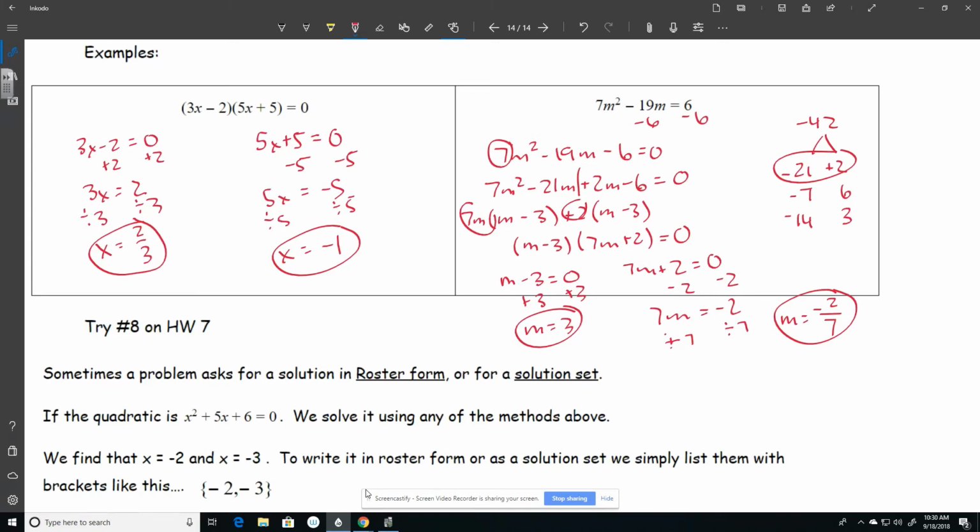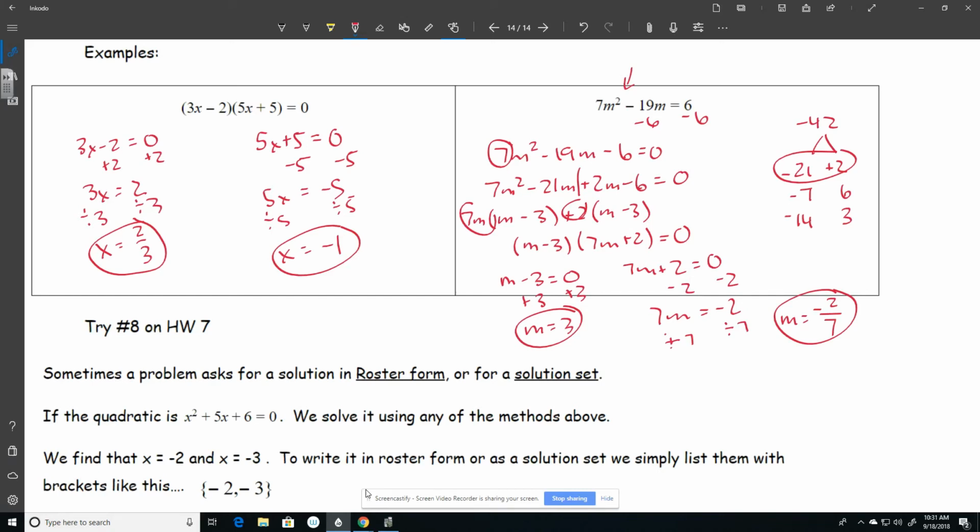So if I plug in m equals negative 2/7 up here to this equation right here, I should get 6. If I plug in m equals 3, I should also get 6. You can go ahead, plug those in, give it a try. Make sure we did the problem correctly. Every once in a while, just the last note before you go on to the homework.